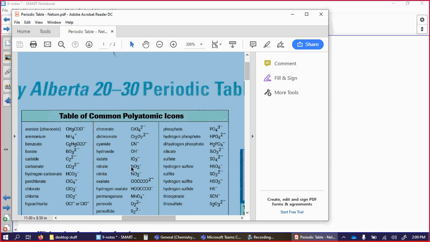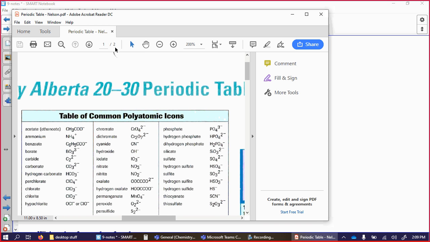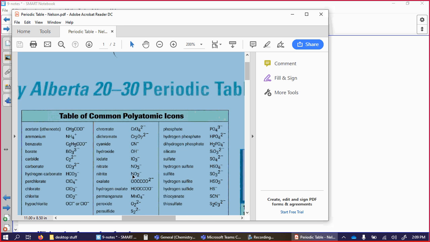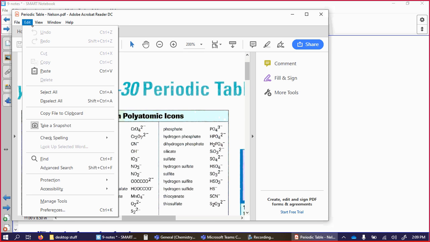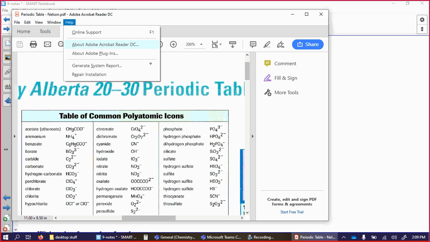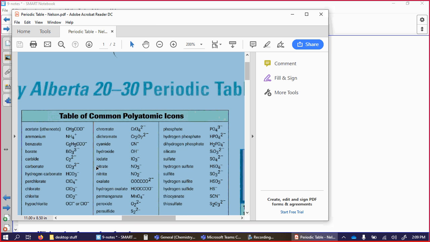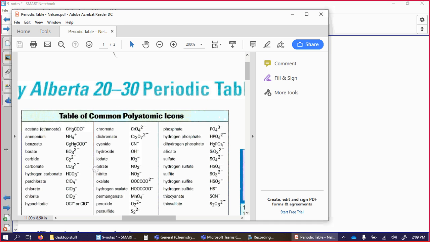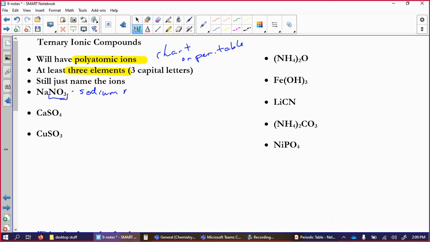NO3 is right there. NO3 is nitrate. So sodium nitrate. Sodium doesn't need a Roman numeral.